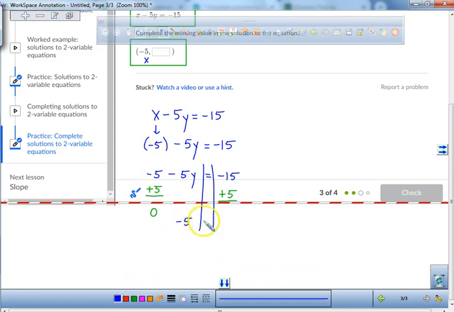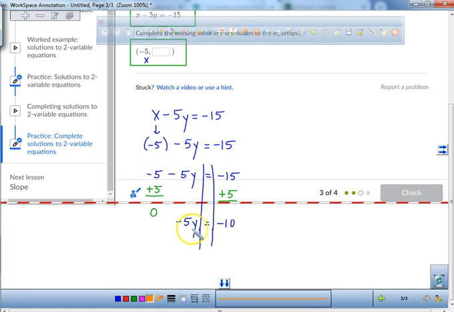Man, give us a hard one, huh? Oh, I guess you need to write it down correctly. Here we go. Equals. So what's negative 15 plus 5? If you owed somebody 15 bucks and you paid them back 5, what happens? You still owe them 10.